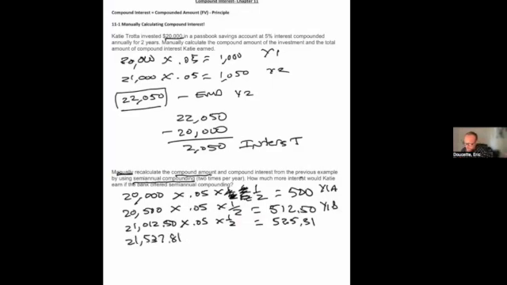So that comes out to $21,537.81 when I added the $525.31 of interest she earned in year 2A. And now we need to figure out year 2B to find out what the total compound amount was.